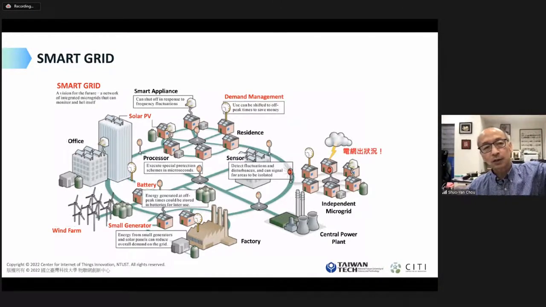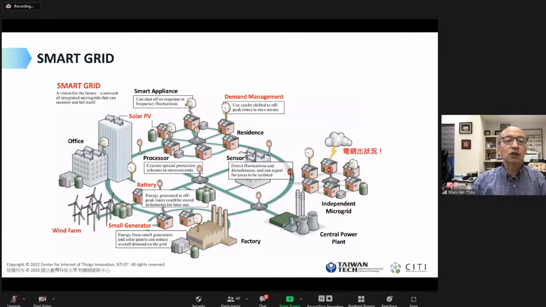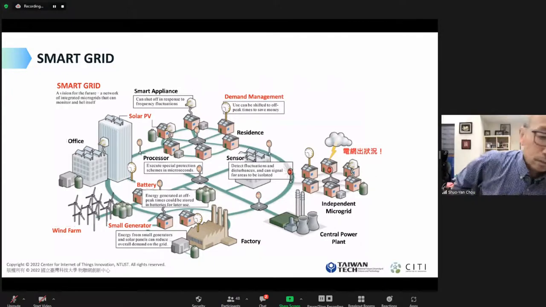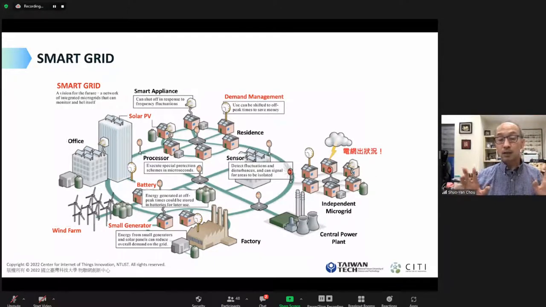So with a sensor, we can decide how to utilize the energy storage system coupled with the renewable energy, so that their generation can be stable and maximized, and we can reduce the traditional way of energy generation. The smart grid is basically doing a lot of things, but on the infrastructure side, this is probably the most important part, allowing us to understand all these things.